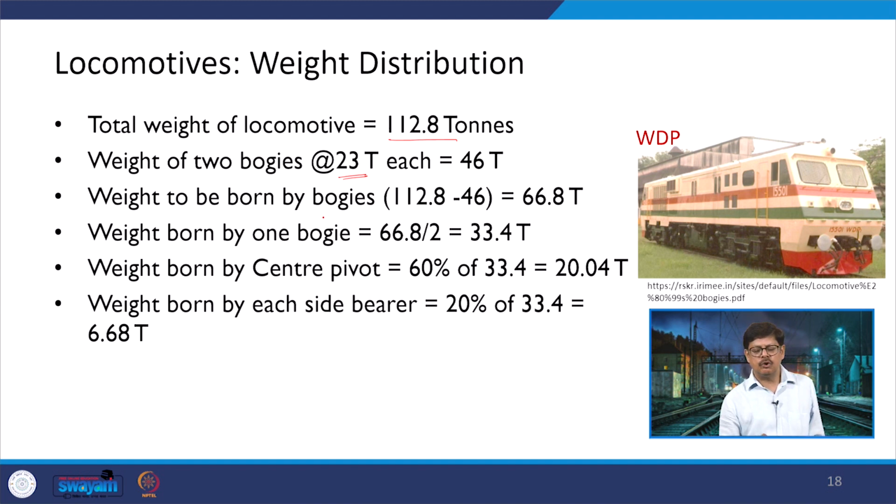The weight which is to be borne by the bogies is now 112.8 minus 46. It means they can carry a load of 66.8 tons. And if you are talking about two bogies, per bogie it comes out to be 33.4 tons.